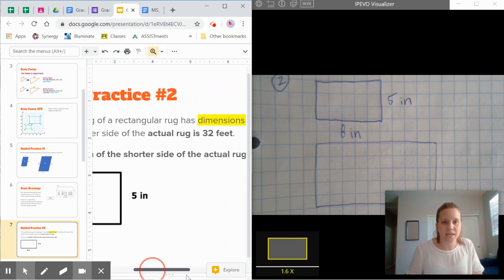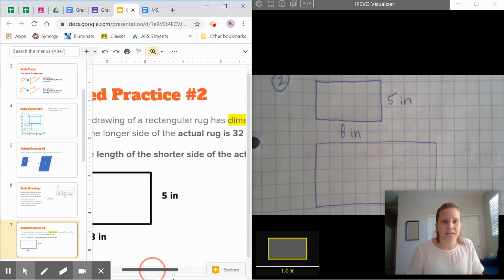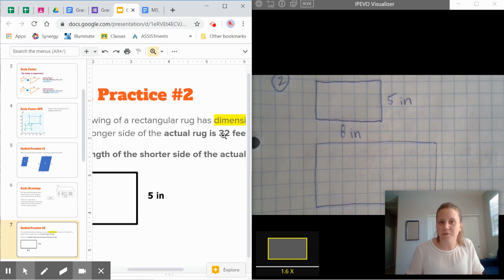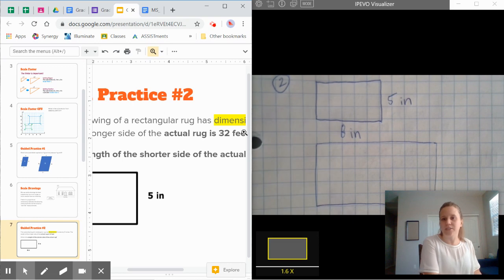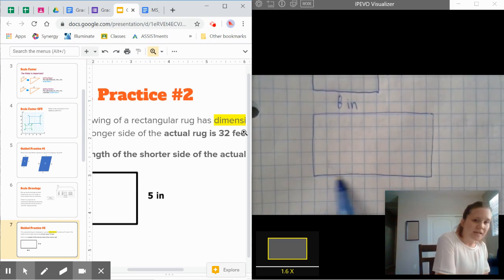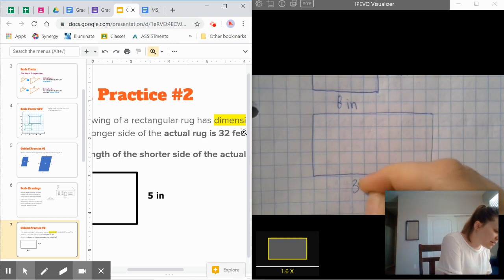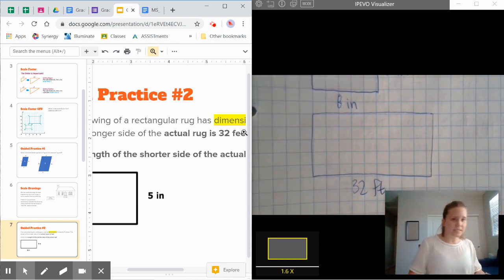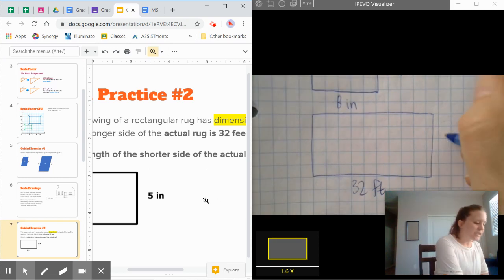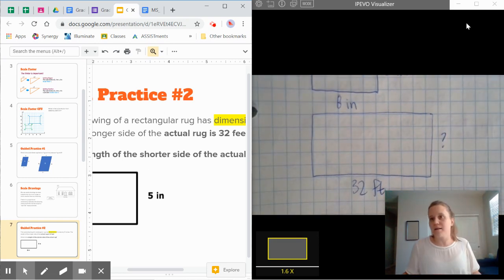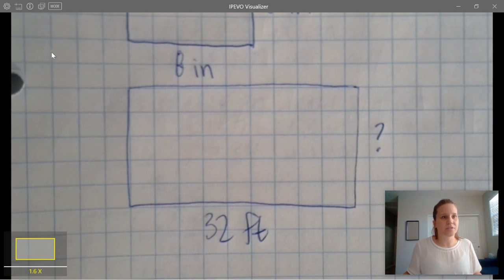It says the scale drawing of a rectangular rug. Oh, here we go. The longer side of the actual rug is 32 feet. So I'm going to go ahead and label the longer side. This one's shorter, this one's longer. 32 feet. Do that with me, please. And I want to know what's the length of the shorter side of the actual rug. All right, so here's where I am.